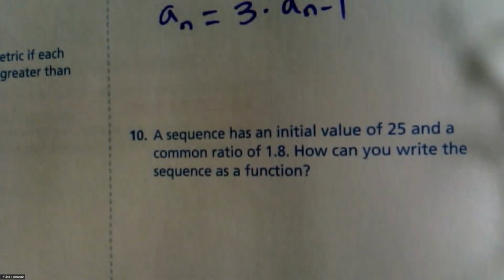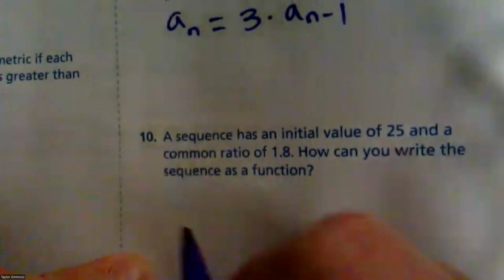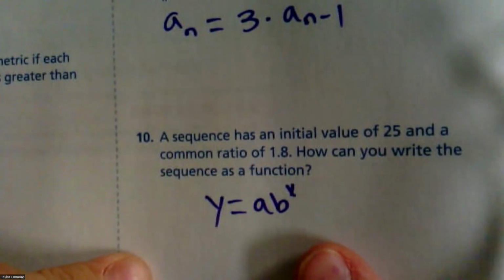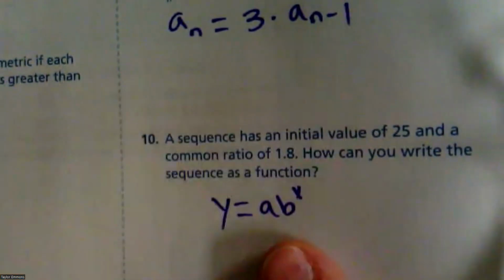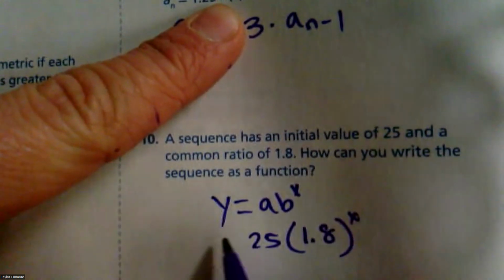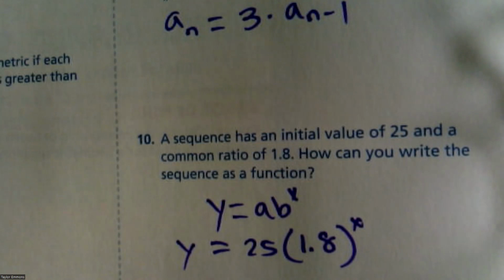A sequence has an initial value of 25 and a common ratio of 1.8. How can you write the sequence as a function? So if we're writing this as a function, we're writing this as an explicit formula. We've seen this the past couple of weeks. So our initial is 25. Our rate is 1.8, and we're raising it to the x. So there is a difference between writing it as a function and writing it as the explicit formula.